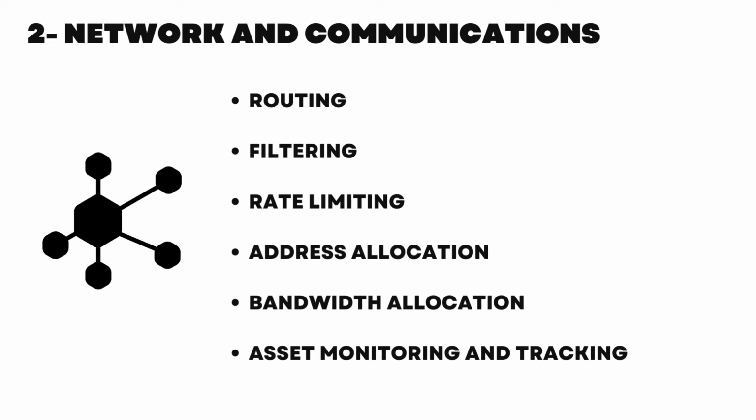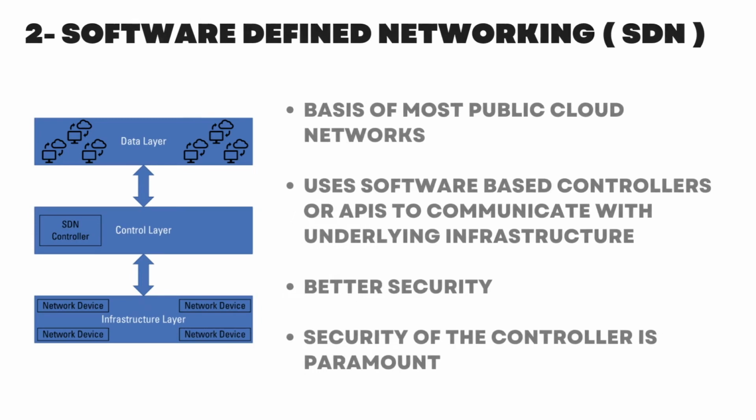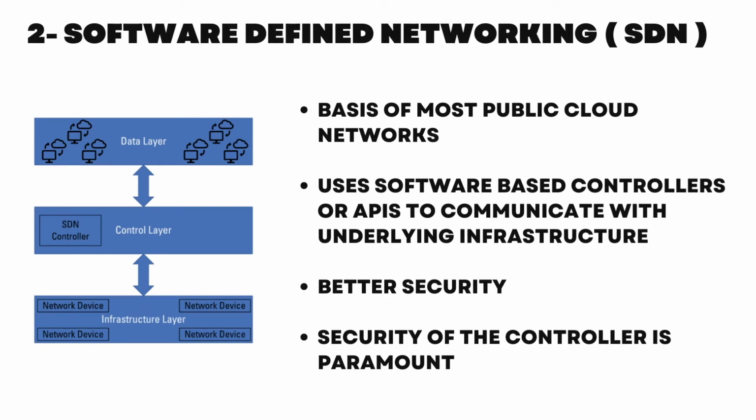Address allocation, this is assigning one or multiple IP addresses to a cloud resource. This can be done statically or dynamically. Bandwidth allocation, this is basically the process of sharing network resources between multiple users that are on the same network. And you can imagine how important this is for multi-tenant environments. And of course, asset monitoring and tracking, right? You need to make sure everything is being tracked and you know where it is.